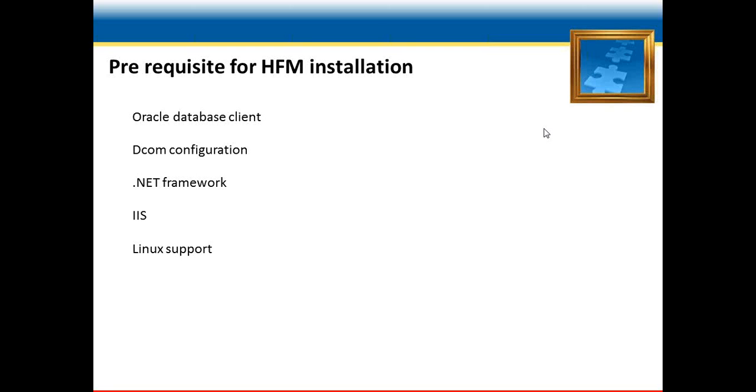So if you are planning to install HFM, then there are few prerequisites for HFM. The first one is Oracle database client. So if you use Oracle database as a relational database for HFM, then you also need to install Oracle database client of 64-bit, because HFM use Oracle client of 64-bit to communicate with the relational database. You also need to configure DCOM. We will see about this DCOM configuration in upcoming slide.